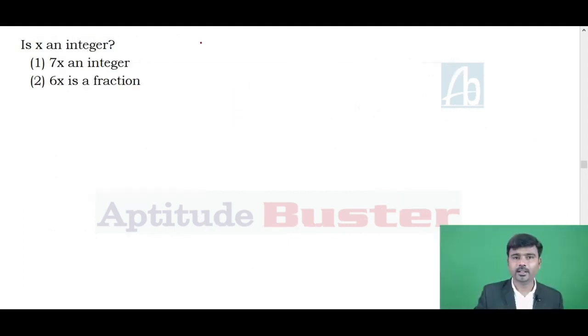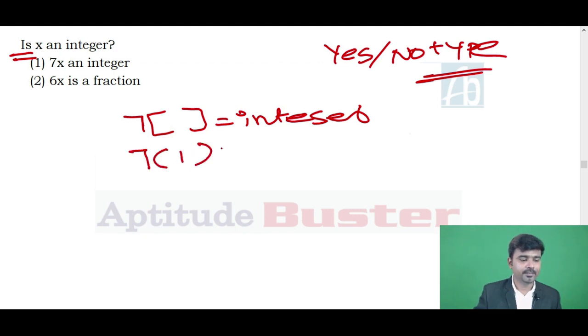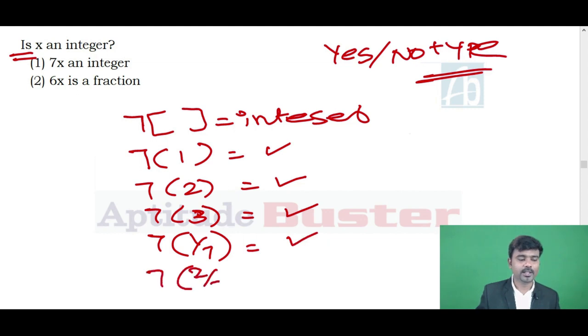Is x an integer? The first statement, 7x is an integer. The second statement, 6x is a fraction. Listen here, this is yes or no type. 7 into x is a given integer. Don't change the condition. If I substitute 7 into 1, yes, integer. 7 into 2, integer. 7 into 3, yes, also integer. Okay, fine. 7 into 1 by 7, integer. Yes. 7 into 2 by 7 is integer.